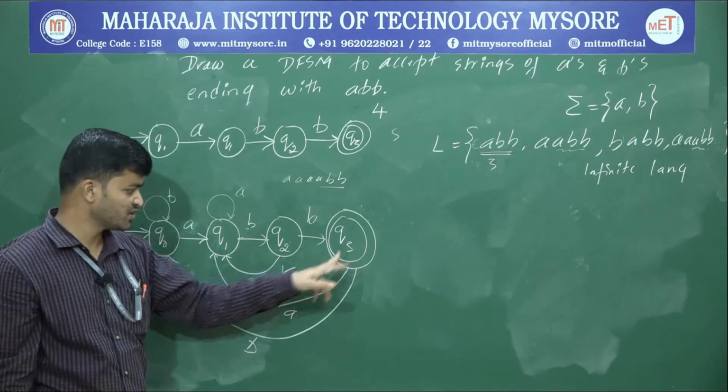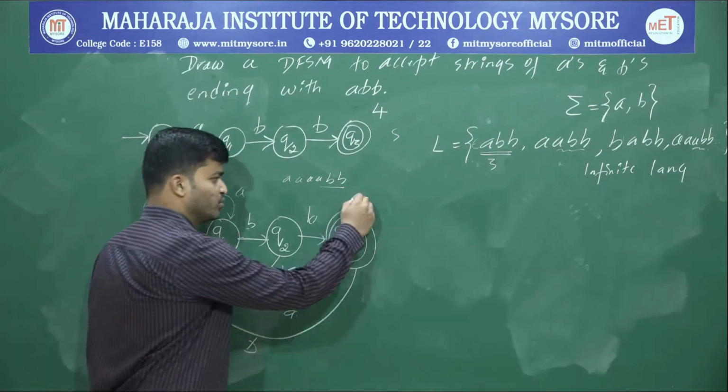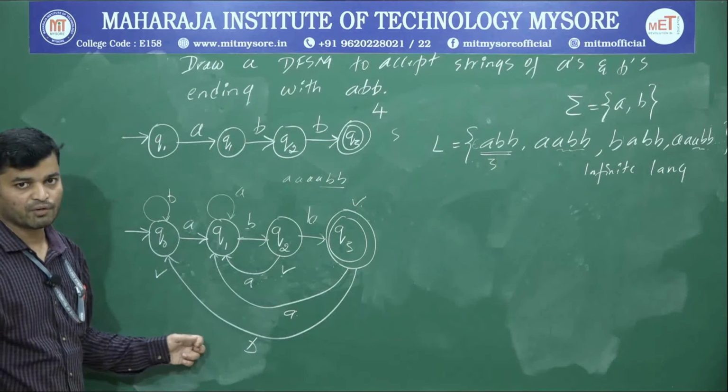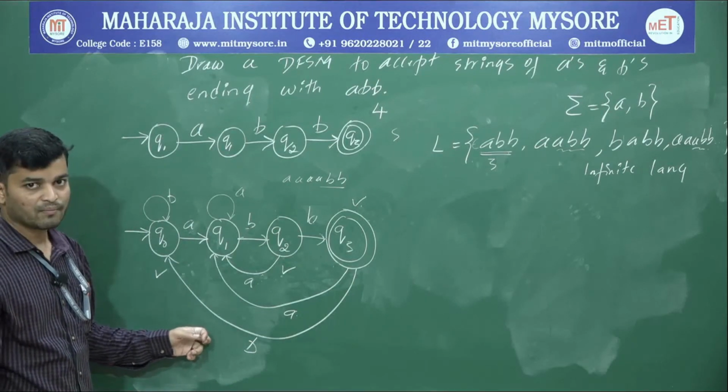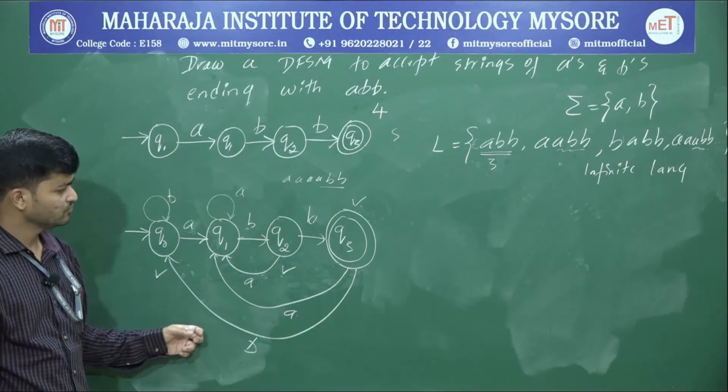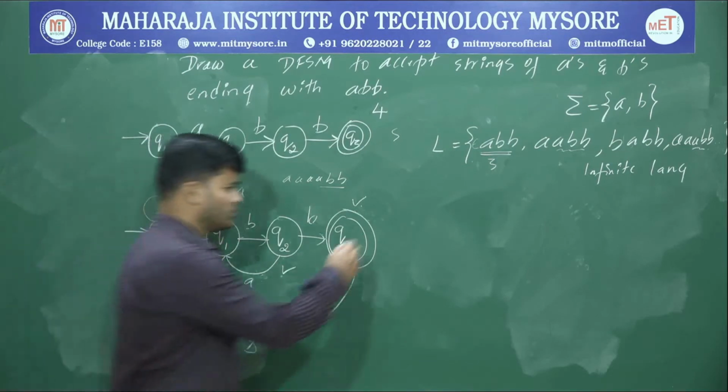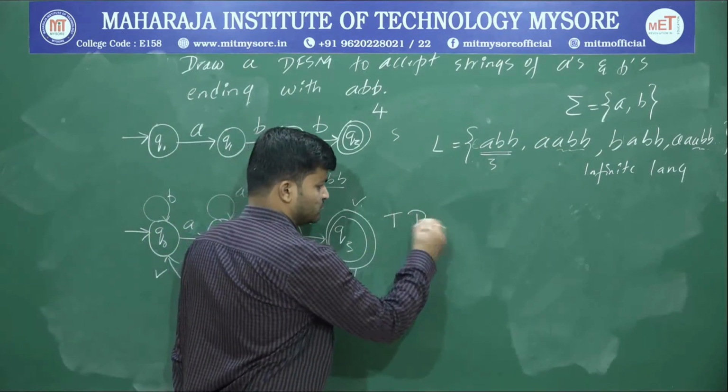Now just check Q3. There's a path for A and a path for B. Therefore, Q3 is also done. Therefore, this is the required finite automata, or DFA, or DFSM. And this one is called a transition diagram.